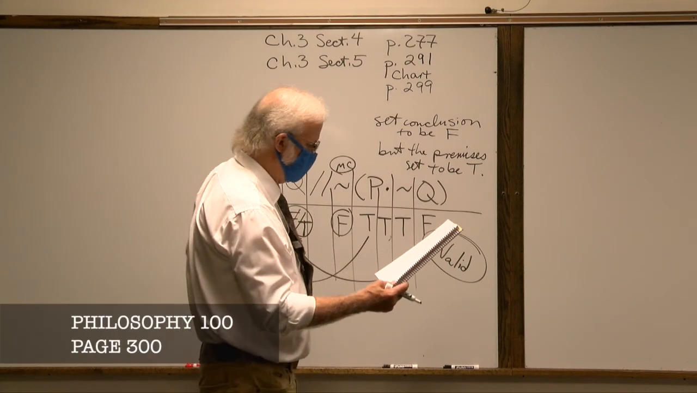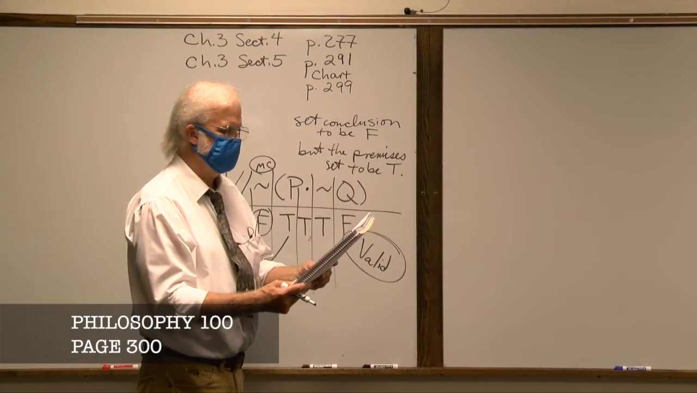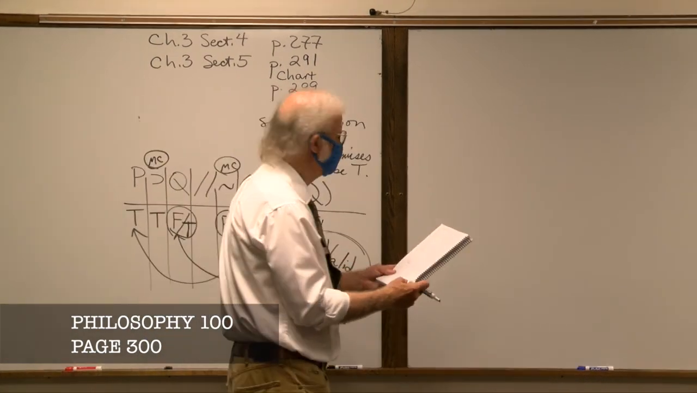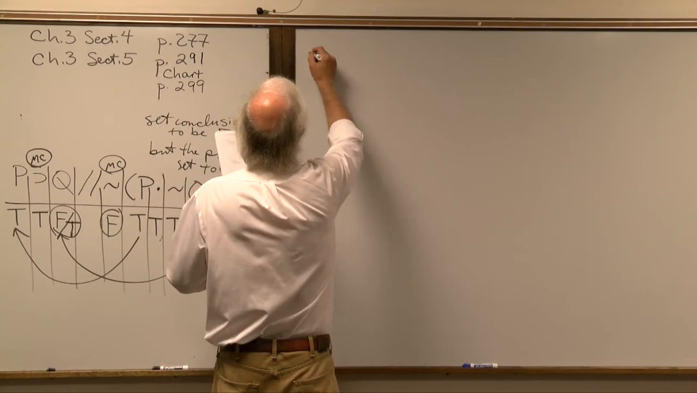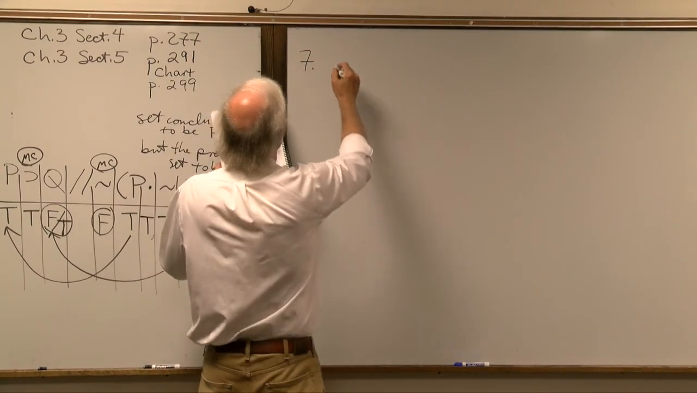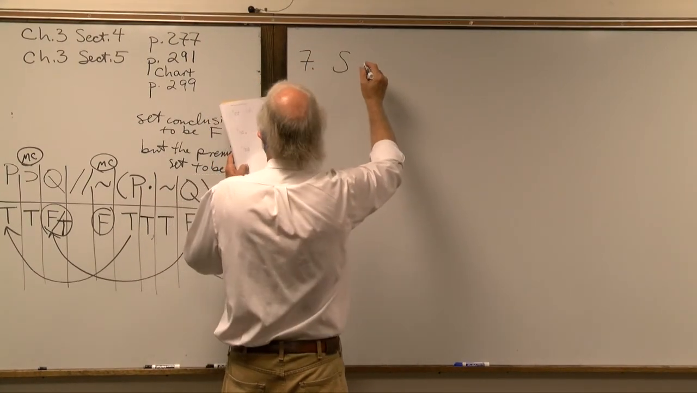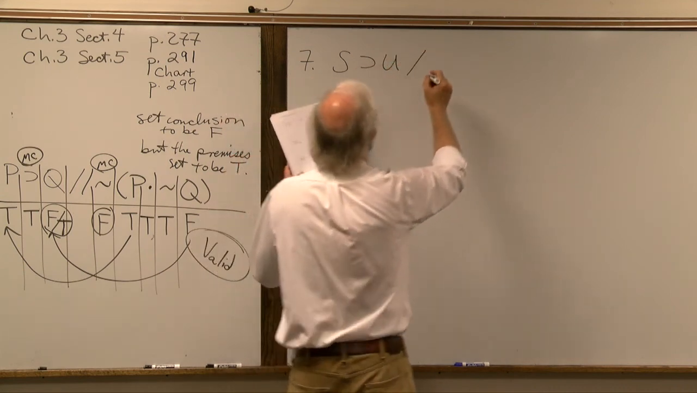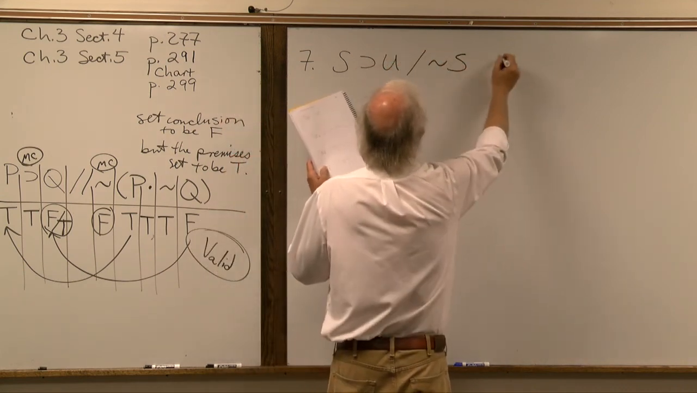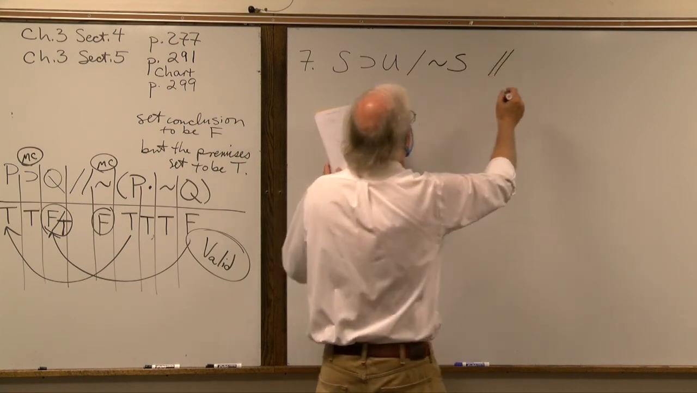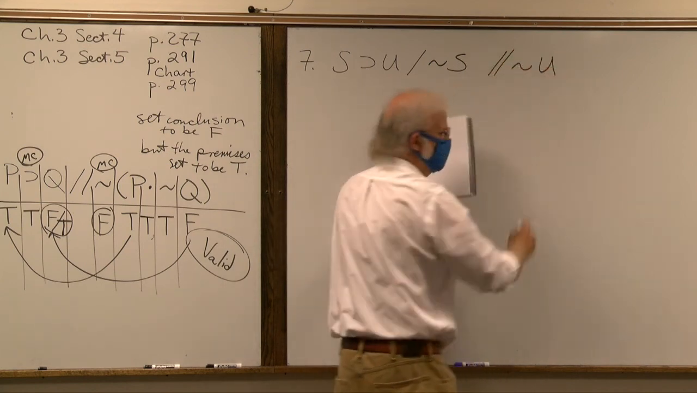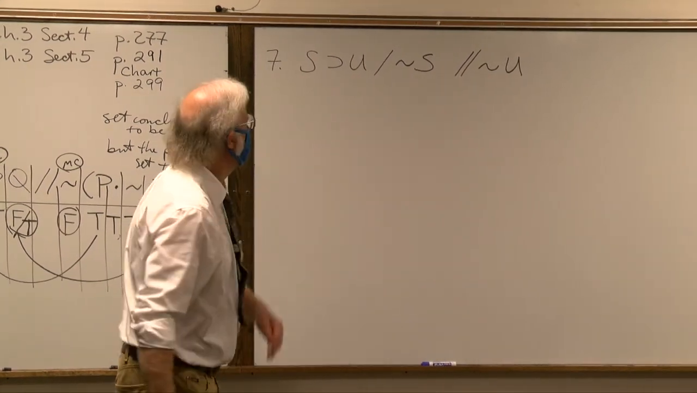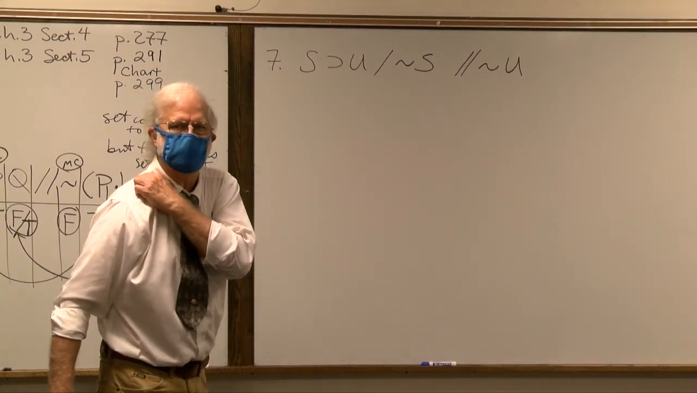Let's take another one. Let's try number 7 on 300. Here we've got two premises. S implies U, not S, and the conclusion is not U. This is only a little bit more complicated than what we've seen before.